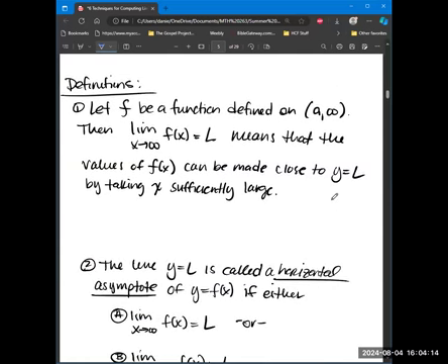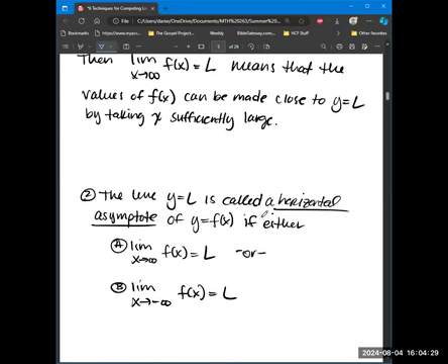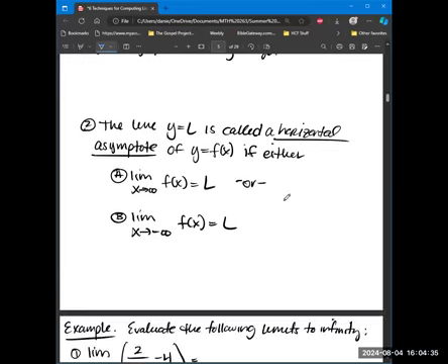So let f be a function defined on a to infinity. Then the limit of f of x as x approaches infinity equals L. That would mean that the value of f of x can be made close to y equals L by taking x to be sufficiently large. We just get closer and closer and closer to that asymptote. And our end behavior is what we're talking about.